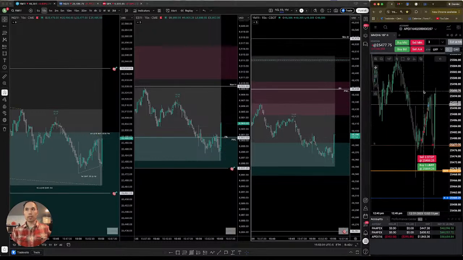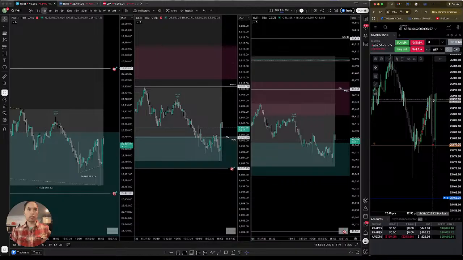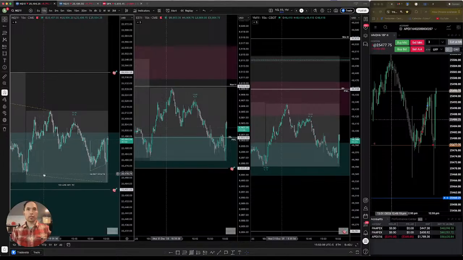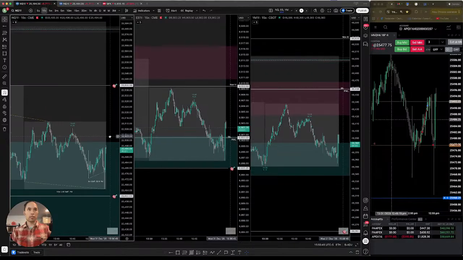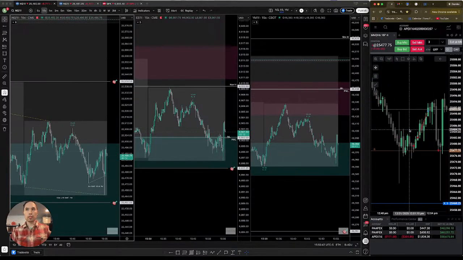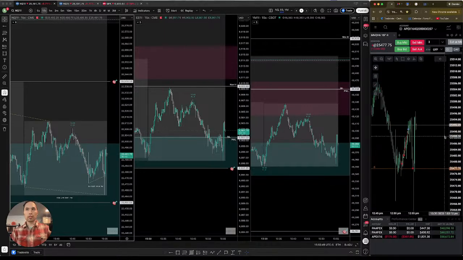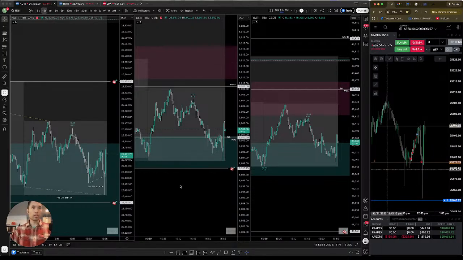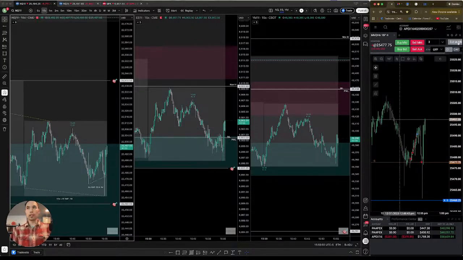Did it not? Should have taken out this range. This range. Give me SMT. Like this. Just a couple ticks away from my target. No, I'm gonna get out.